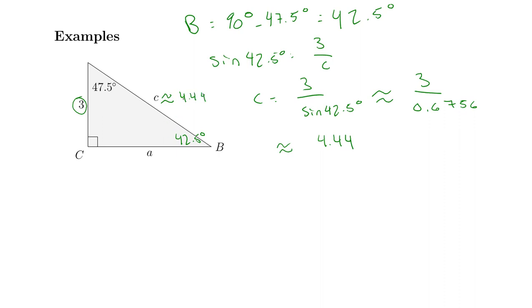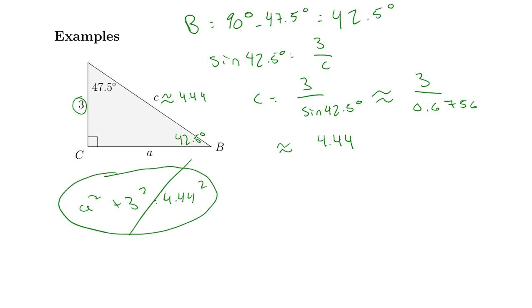Now, at this point, you could go ahead and use the Pythagorean theorem to solve for a. You could say a squared plus 3 squared equals 4.44 squared. I wouldn't do that, though. The reason is that this 4.44 is a rounded value. In this class, I really hate rounding things. Here we have to, because we don't have a known angle that we can just get an exact value of the sine for. But I'm going to try and get my other side length without using that rounded value.